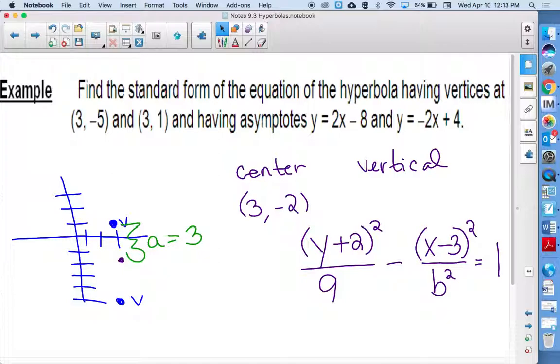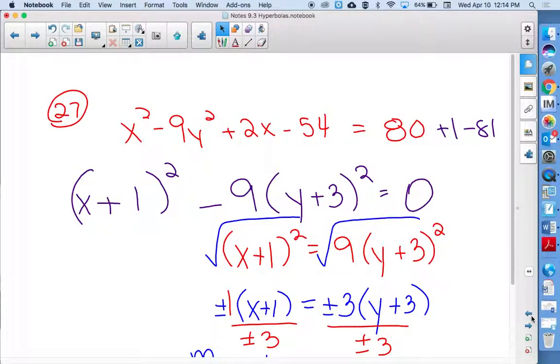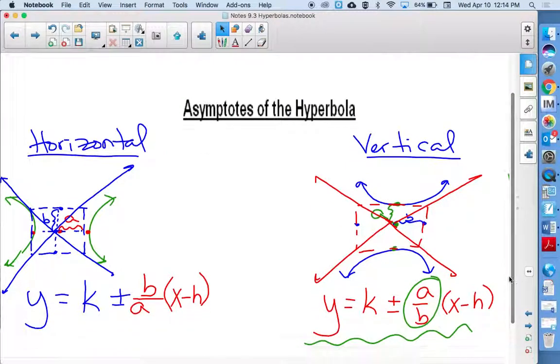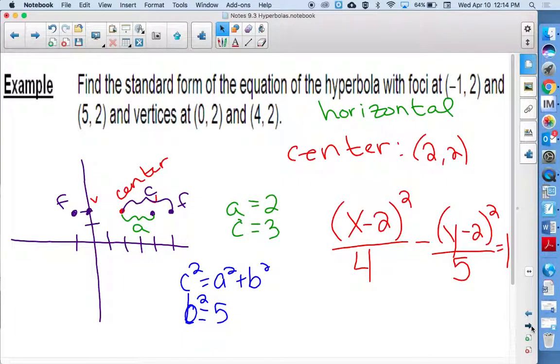So David said that we can use the asymptotes to help us find b. If you look above at the asymptote equation that we talked about yesterday, we have a vertical graph. Here's the slope of the equation that represents the asymptotes. Whatever your slope is represents a over b. Because my rise is 3, the run, which is the other distance, is b.